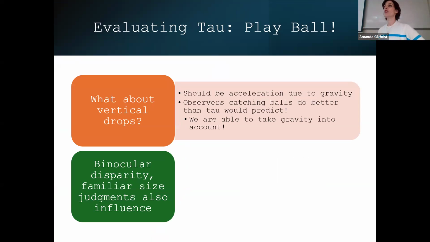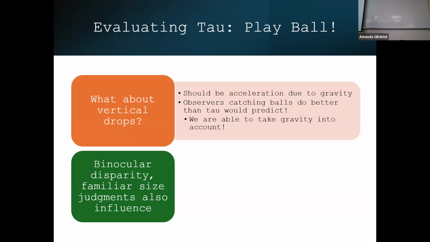So what about vertical drops? Most of the time when we're talking about things that are coming into contact with us, we're talking about horizontal throws in this case. But what about vertical drops? This one's a little bit trickier because anytime that we are dealing with a vertical drop, we are getting acceleration due to gravity. And what we actually end up finding is that when people have to catch vertically dropping balls, they do better than Tau would predict.